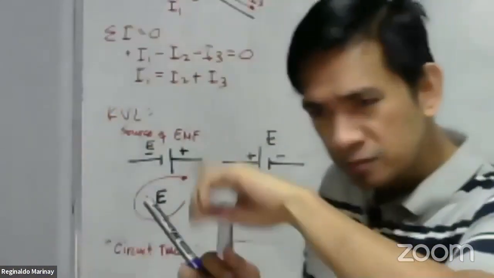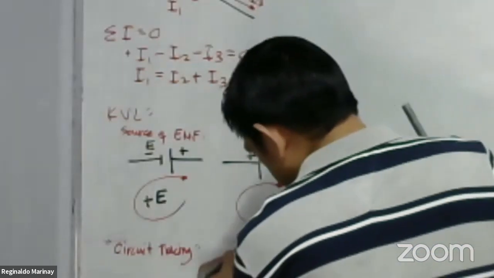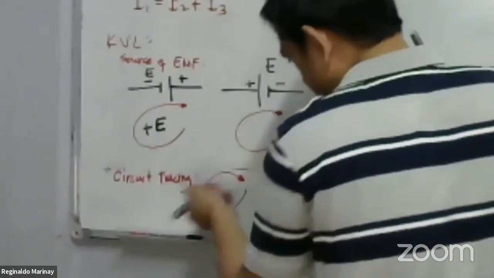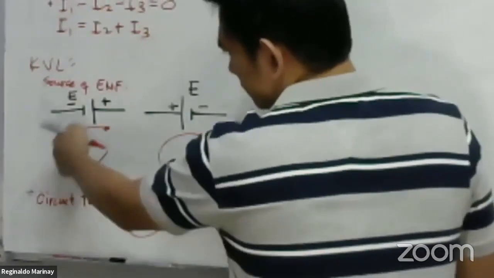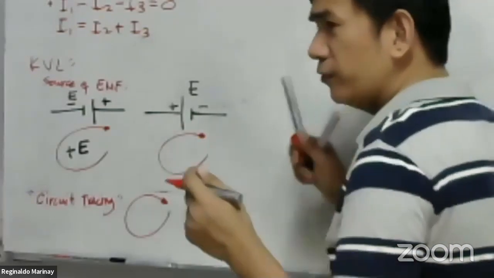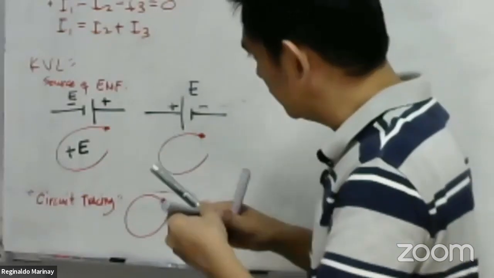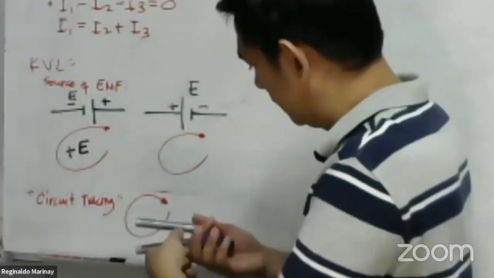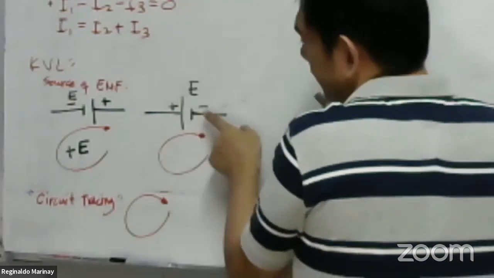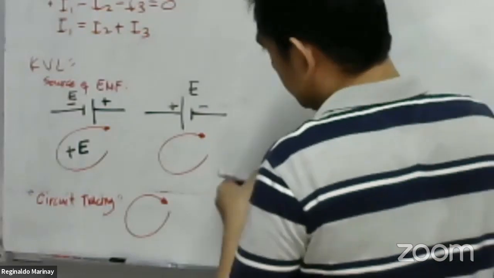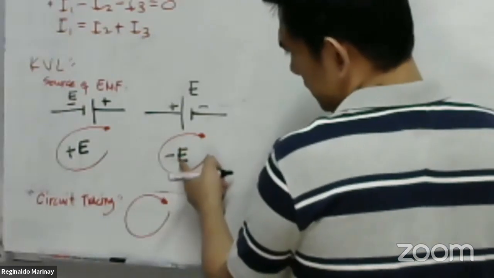I never assume a counterclockwise direction. I always assume it to be clockwise. Clockwise, right? So that we will not be confused along the way when you are doing calculation or analysis in your network. So if the tracing leaves the negative terminal of the battery, so this is a negative E. That is negative.